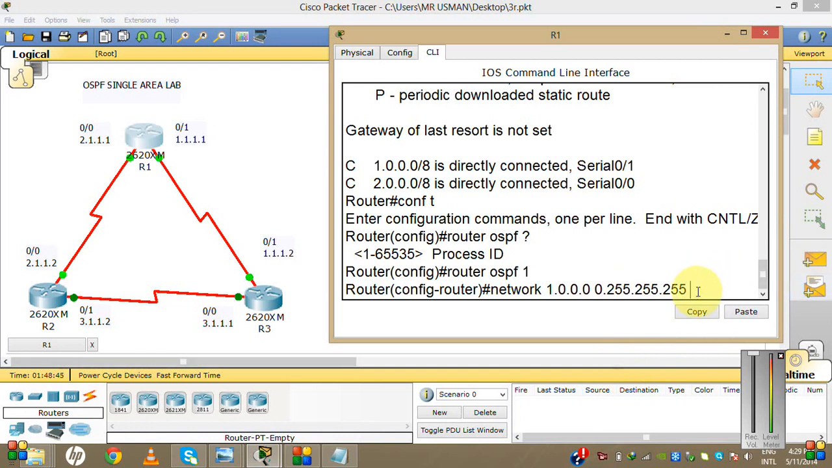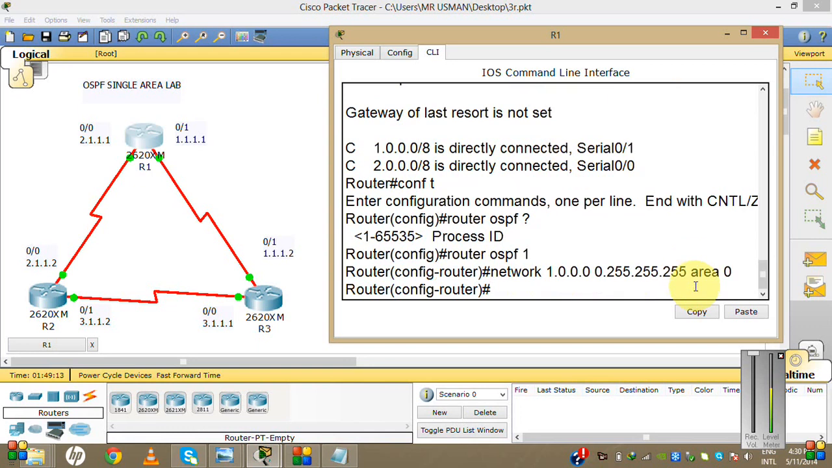Now you will put here the area. I will put here 0, which is the backbone area. OSPF routers having the same area communicate to each other, but OSPF configurations having different areas can't communicate to each other by default. So I have to put area 0, enter.